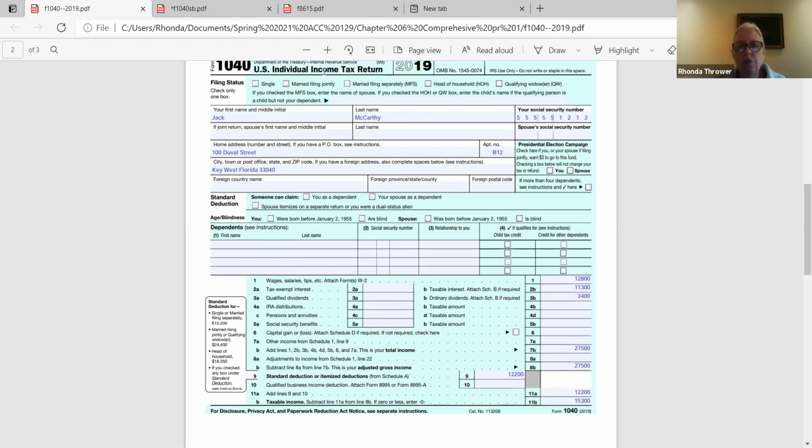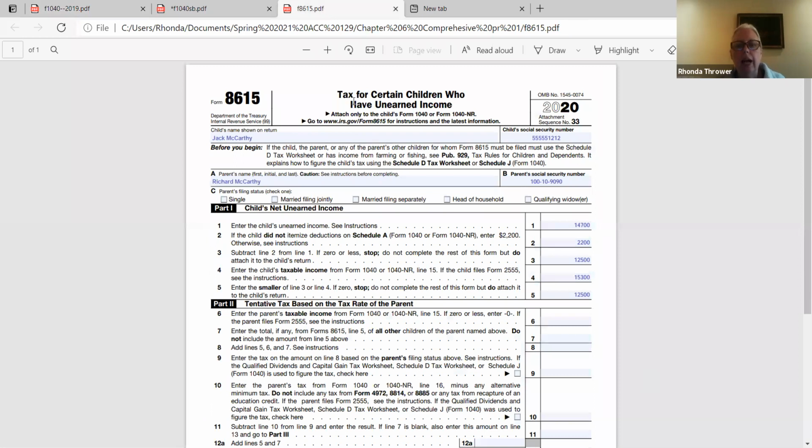So we need to talk about Form 8615. And this form is for tax for certain children who have unearned income. You need to know what the definition of unearned income is. Basically, it's income that you have not really worked for, that you just earn through interest or dividends. So when the parents transferred the bond interest and the dividends from the Tandy Corporation to the child, that amount is your unearned income of 14,700.